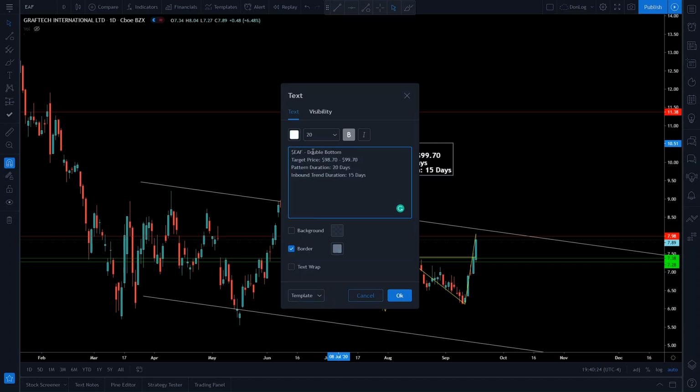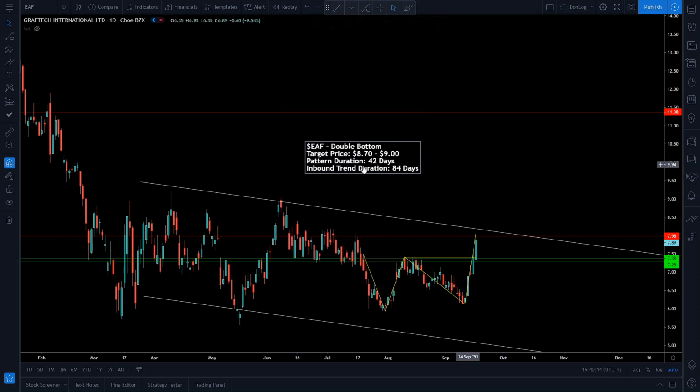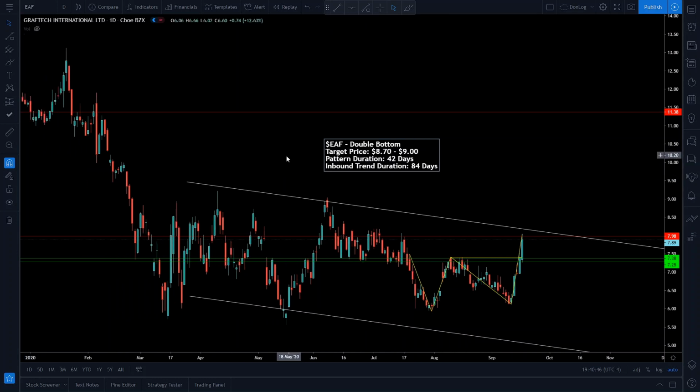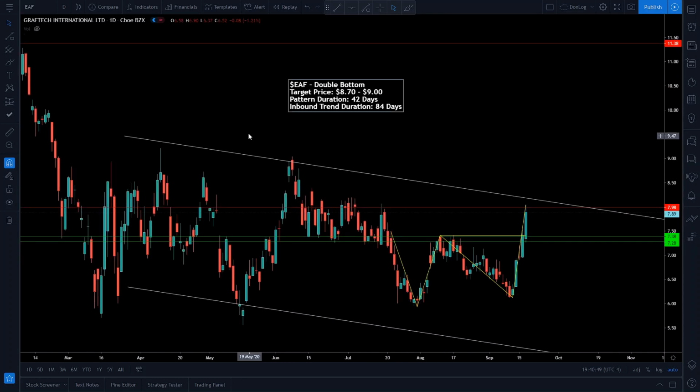EAF, double bottom. In terms of a lower bound, let's go with this here. It's about 42 days. I think it was about 84 if I'm not mistaken. So I have that here. In terms of technicals, I did take a look at the technicals already. I have them written down already. There's a triple moving average, the 4-day, 9-day, 18-day that I usually look at. So that was today on 9/17.